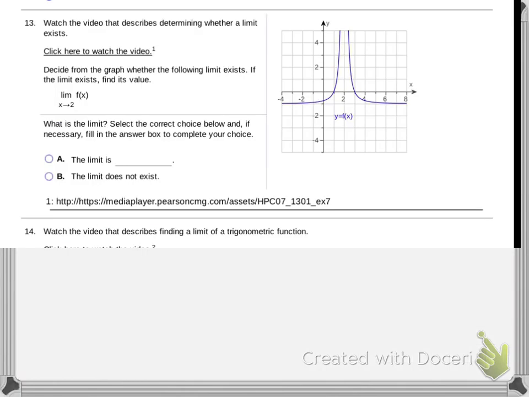13, there's a video you could watch. x equals 2. We are going to try getting closer to 2 from the left and from the right, but we have to use the graph. So let's do the graph. From the left, it goes up, looks like it keeps going up, and on the right goes up and looks like it keeps going up. They both go to infinity. That is unbounded, so the limit does not exist. Okay, it has to be an actual number. When they just keep increasing infinitely like that, the limit does not exist.